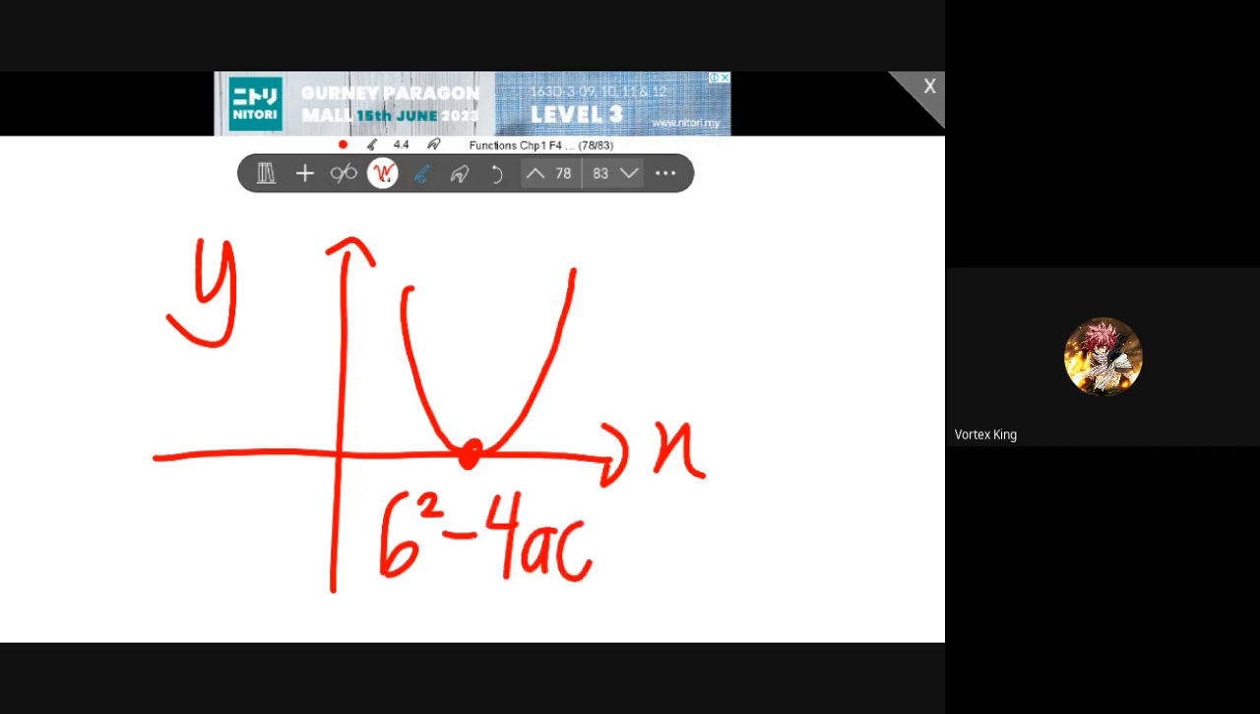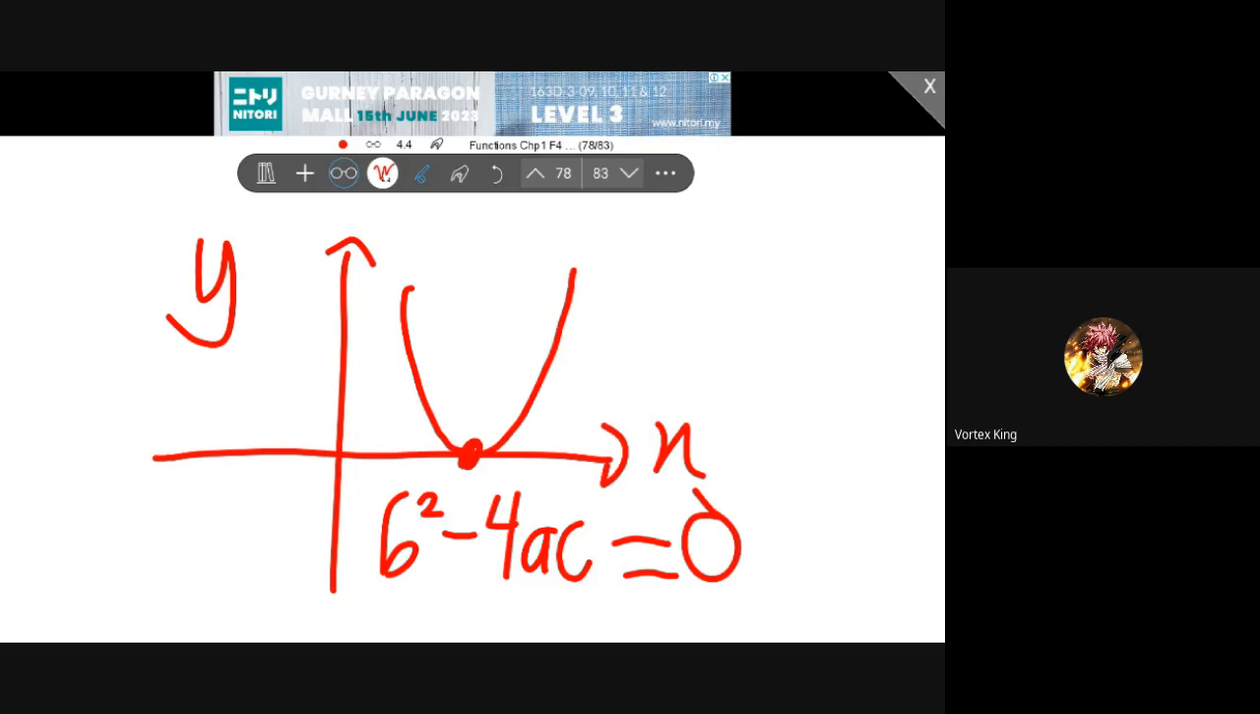B square minus 4AC equal, more than or less than? Sama dengan, lebih besar atau lebih kecil dengan kosong? Less. Wrong. Not less. Satu titik saja. Equal. Very good. Menyentuh satu titik. Tangent. That's the keyword. Yeah, equal 0.